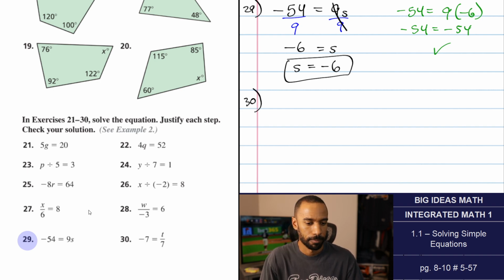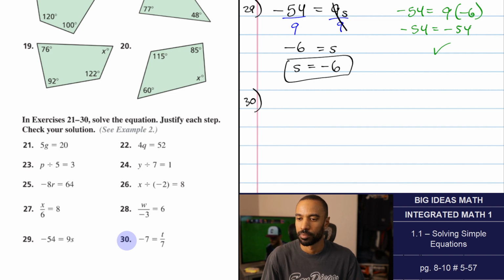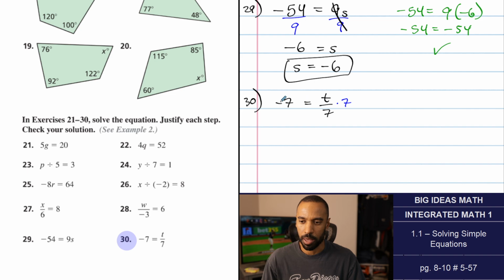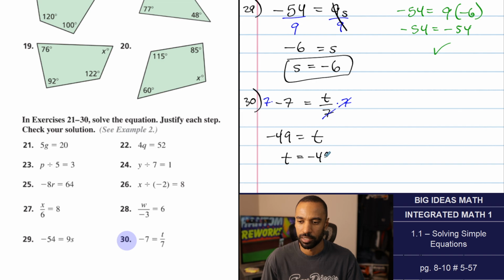Number 30. Negative 7 equals t over 7. T is being divided by 7. T is what I need to solve for. I will multiply both sides by 7 to figure that out. 7 divided by this 7 is 1. 7 times negative 7 is negative 49, which is t, so t is negative 49.